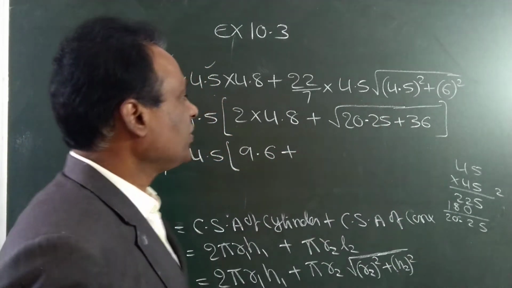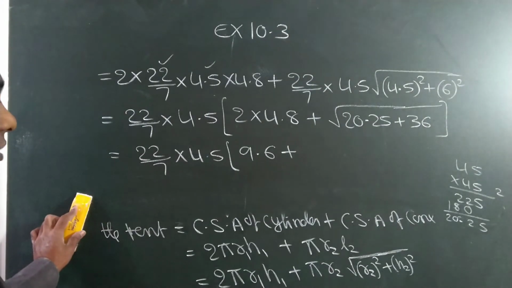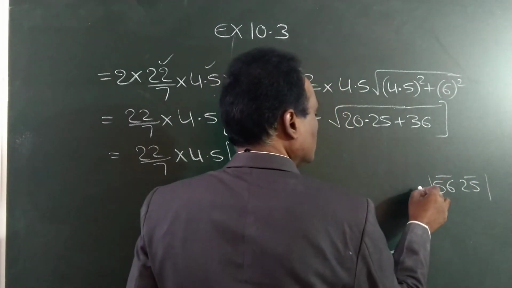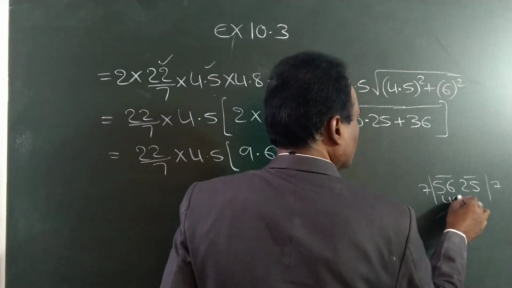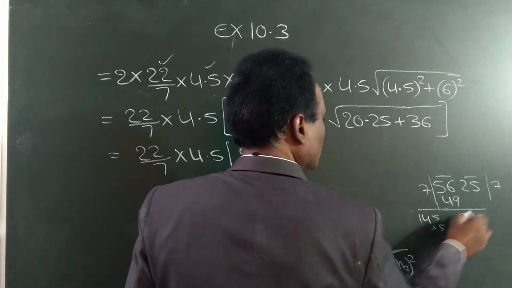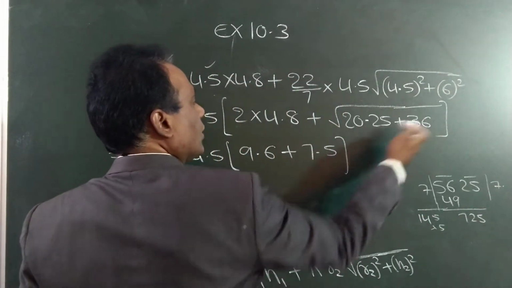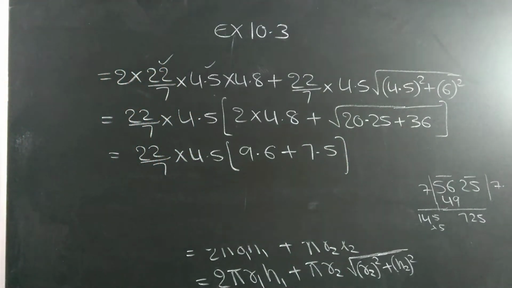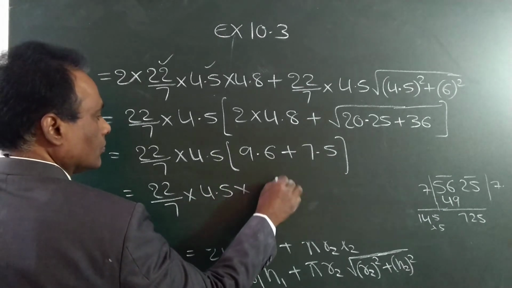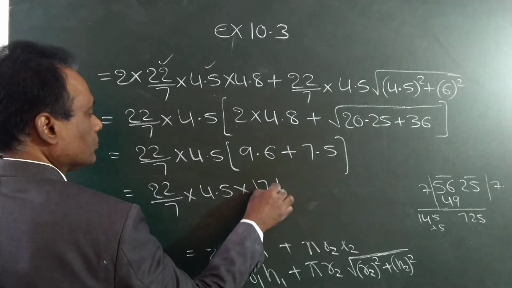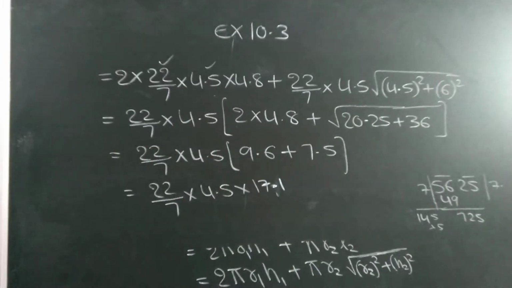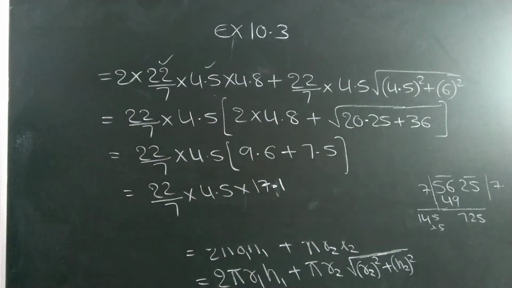So this is 56.25. Find the square root. Square root is 7.5. This is 9.6 plus 7.5, which is 17.1.